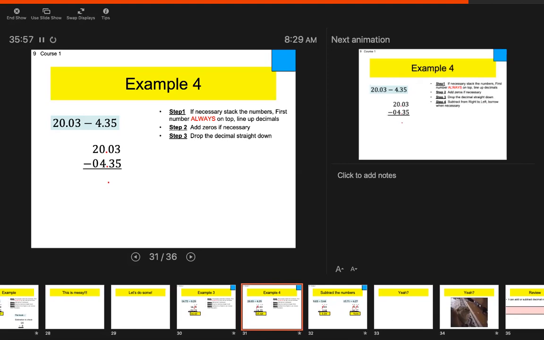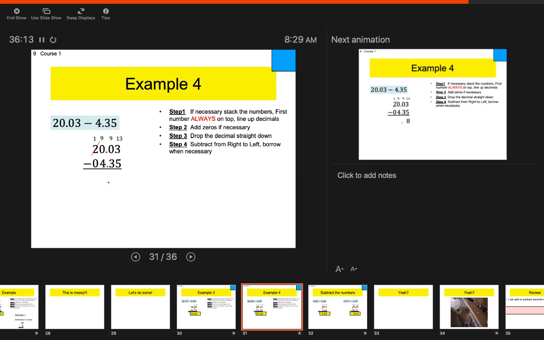This 2 now becomes a 1. And this is where you'll typically make a mistake. What does the 1's place now become? A 9. What does the 10th place become? A 9. And the 100th place now becomes a 13.